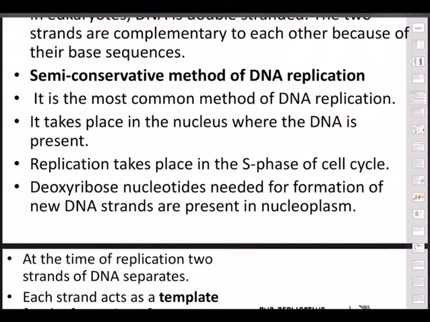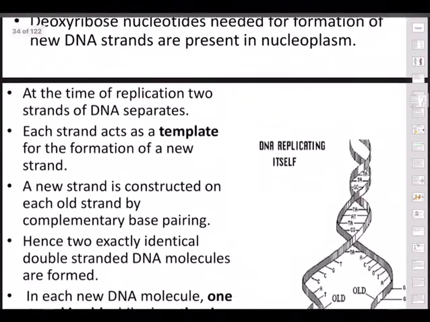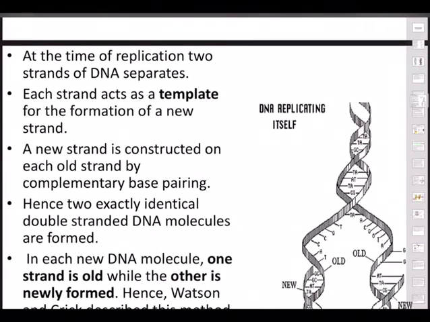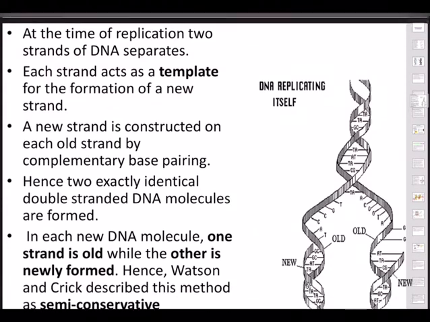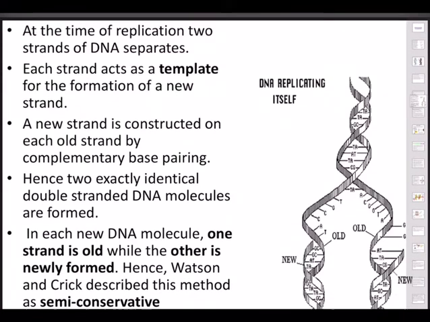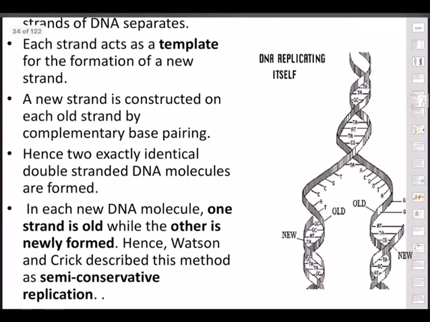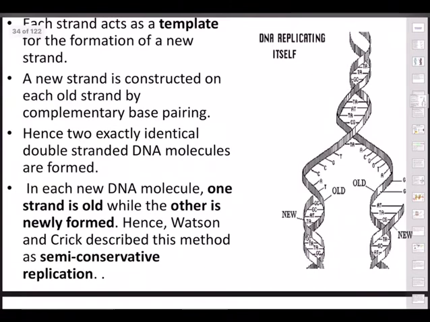Replication takes place in the S phase. Remember, in the cell cycle we talked about various phases before prophase starts. S is the synthetic phase. Deoxyribonucleotides are needed for the formation of new DNA strands. I said polymer. What is DNA? If someone asks, what is your answer? It's a polymer of nucleotides. So DNA strands are present in the nucleoplasm.